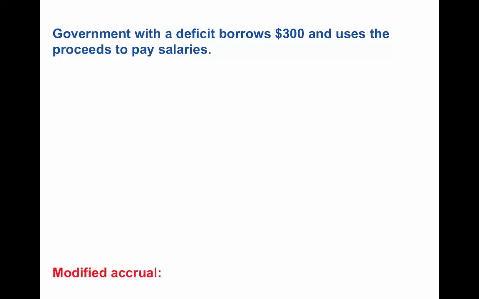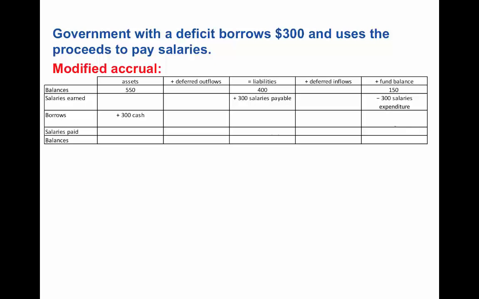So I'm going to switch the order here. Instead of starting with accrual, we're going to start with modified accrual. And the example here is a government that has salaries payable that it needs to pay. Its employees worked, and it's going to have to make payroll. And so it has a $300 salary payable and $300 salary expenditure under fund balance.